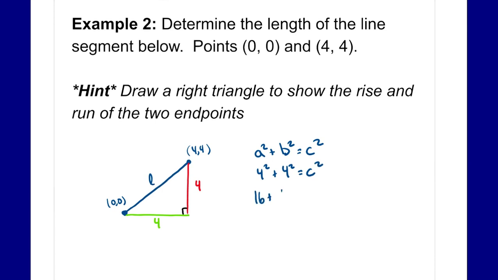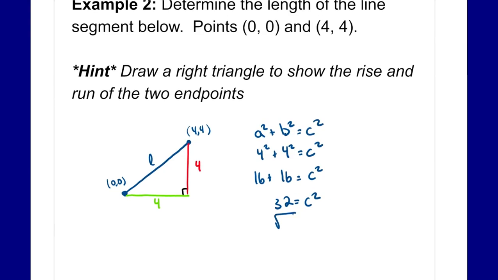So 16 plus 16 equals c squared, 32 equals c squared. We then need to square root 32 to get c by itself. And when we square root 32, we get 5.66, which is equal to c. So that would be the length of that line segment.